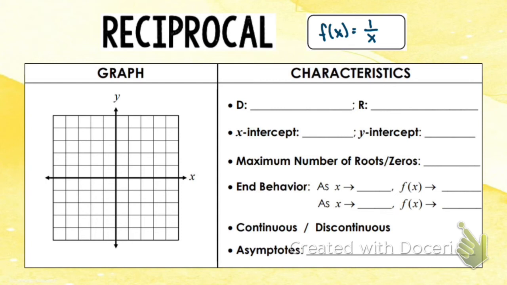And this function looks weird. It looks very interesting. It's going to go very close to each axis, but it will never, ever touch either axis. And it goes on this side too. Okay, so this is the reciprocal function.